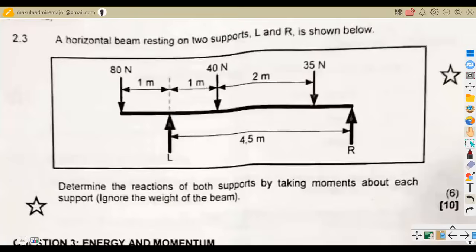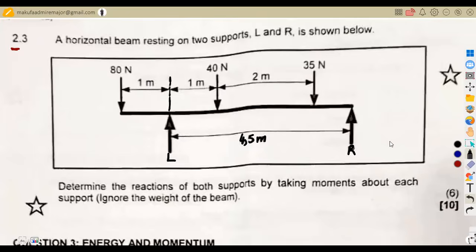All right, let's check now the other part. We were given, in this case, a horizontal beam resting on two supports, L and R, as shown below. So this is what we have from our information. We've got the support here at L and the support at R in this case. Then we have 4,5 meters in between these points. Then 1 meter from this point to this point, 1 meter from this point, 2 meters, 80, 40, and 35.